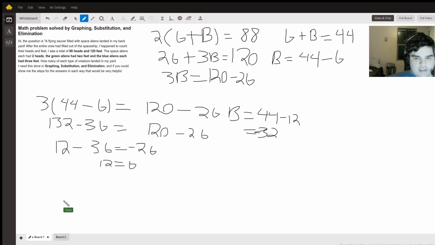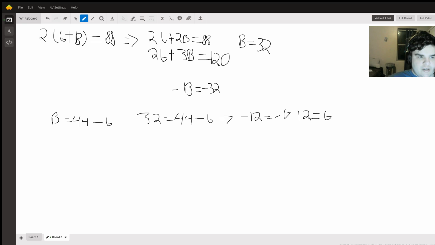Now I'm going to switch over to board number 2, and I'll show you the other way you can solve it, which is by elimination. We take the very first equation we were given, 2g plus b is 88, and we distribute all the terms. Since we have 2g plus 2b equals 88 and 2g plus 3b is 120, we can get rid of the g's just by subtracting the second equation from the first, and the g's just go away.